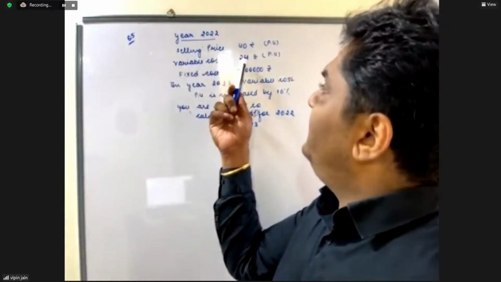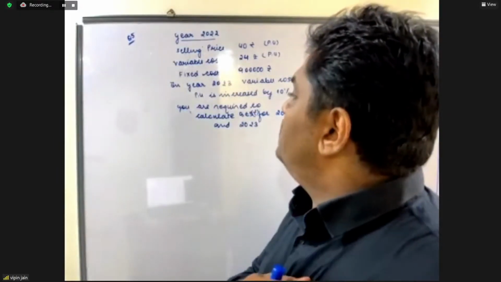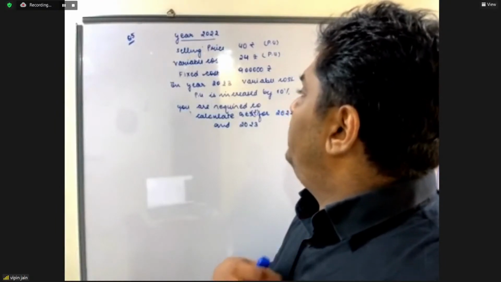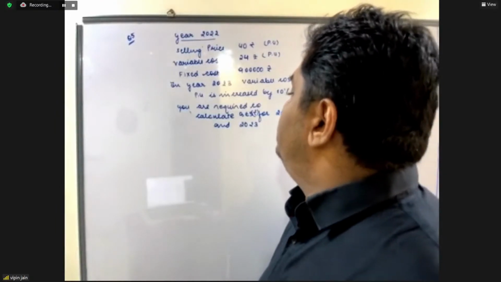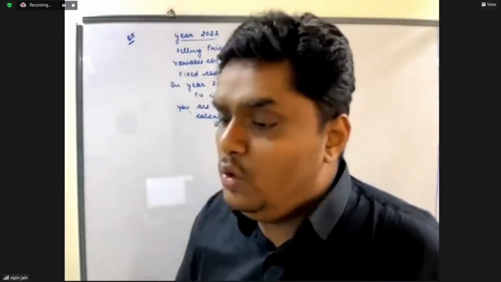So the question is: selling price per unit is 40, variable cost per unit is 24, fixed cost is 9 lakh. In 2023, variable cost per unit is increased by 10%. You are required to calculate break-even sales for 2022 and 2023.